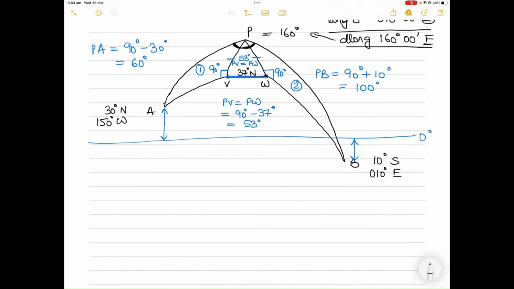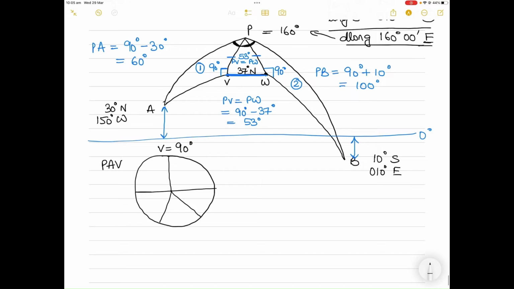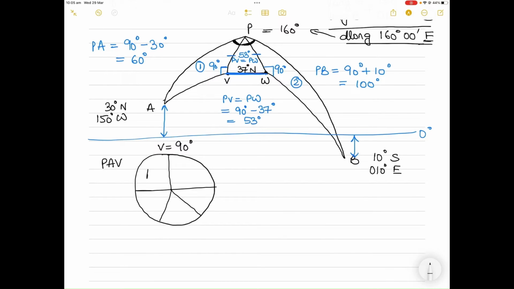All right, so let's solve triangle PAV first. If you look at triangle PAV, I've got a 90 degree angle, so I can use Napier's diagram. So I will use Napier's here. For PAV, top semicircle 2 halves, bottom semicircle 3 parts. Put the 90 degree angle outside the circle, V equals 90 degrees.